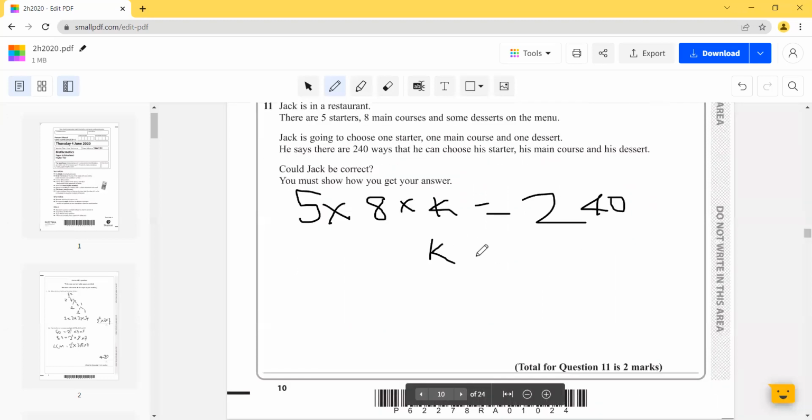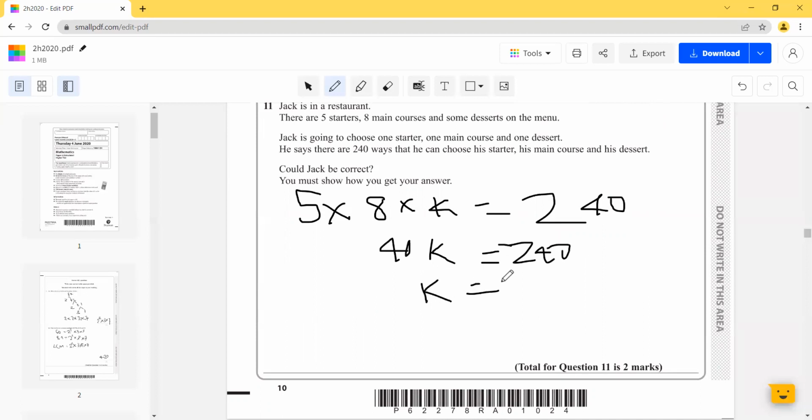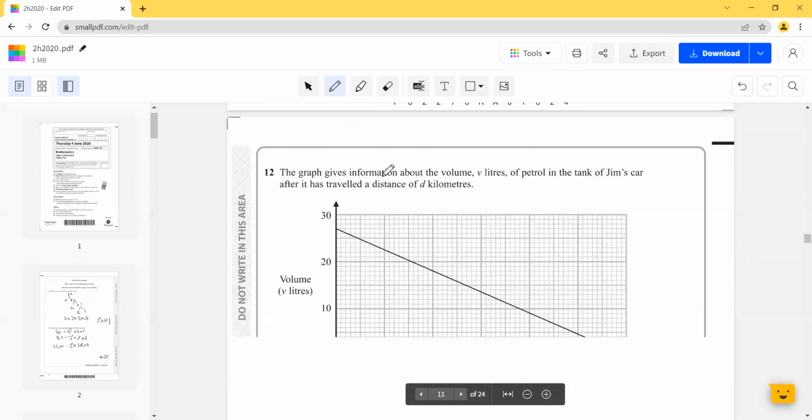So which means that 40 times k is 240. So k is 6. We can say yes if there are 6 desserts. And that is how you show that it is possible.